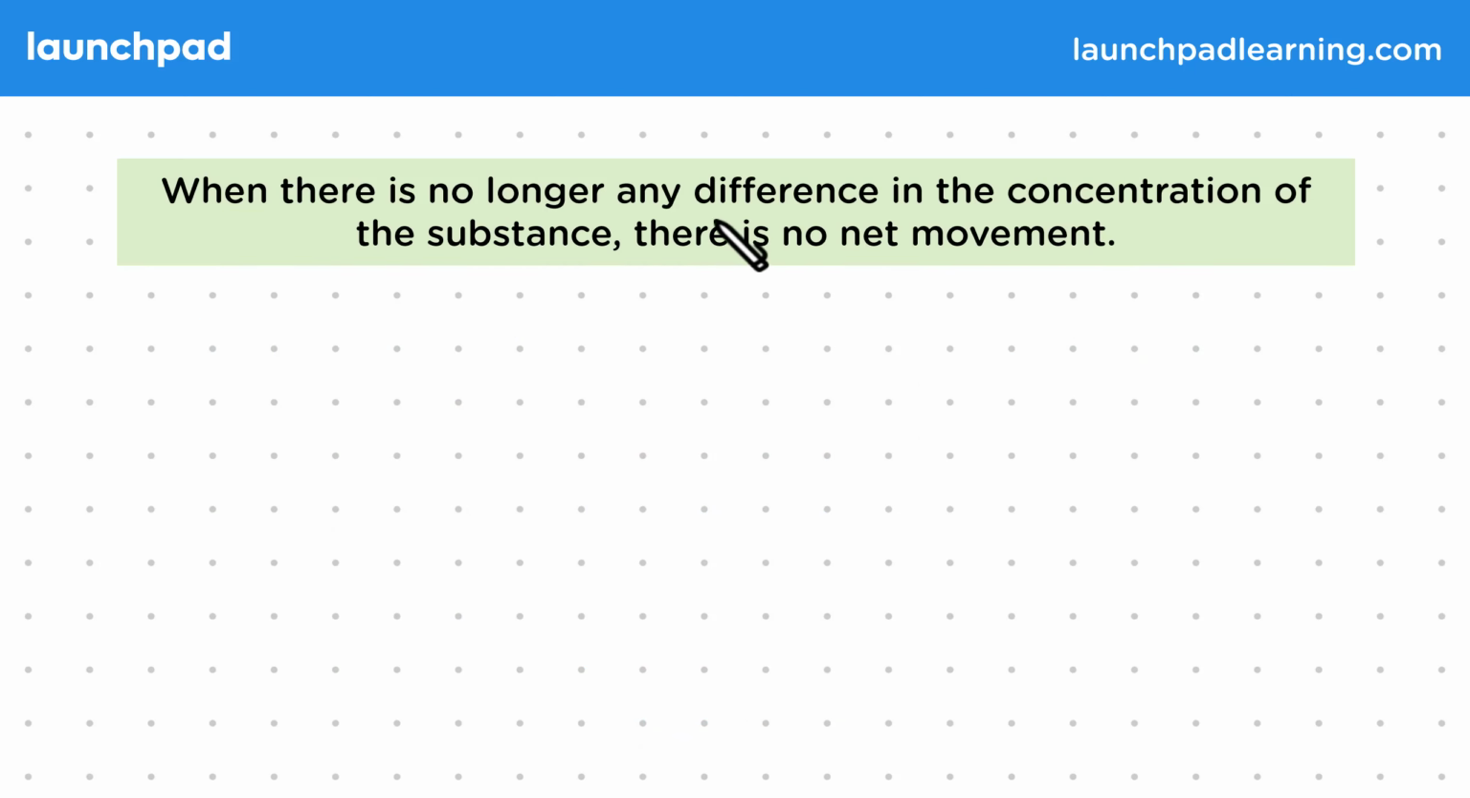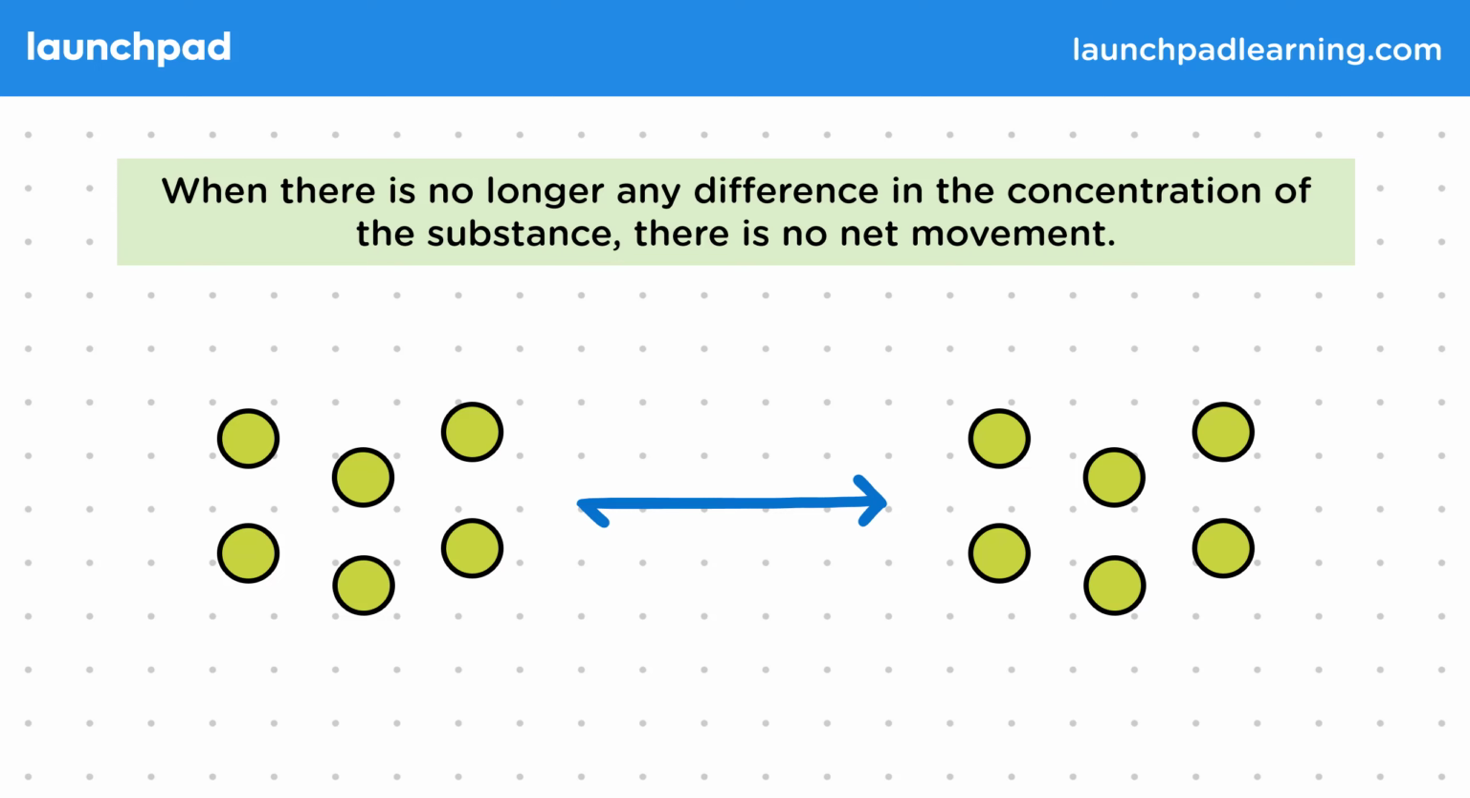When there is no longer any difference in the concentration of the substance, there is no net movement. The particles eventually reach what we call an equilibrium. You don't need to memorize this word equilibrium, but you should understand that there is no net movement by diffusion if the concentration is balanced.